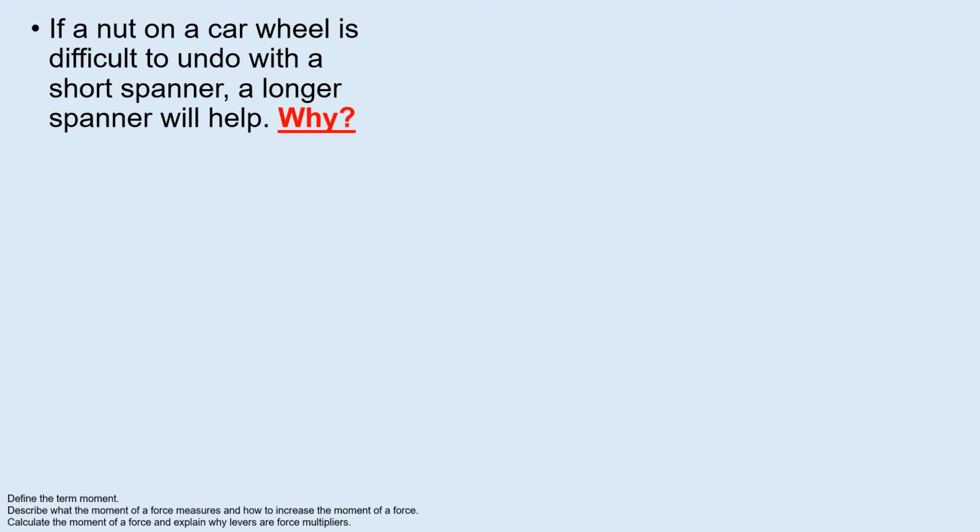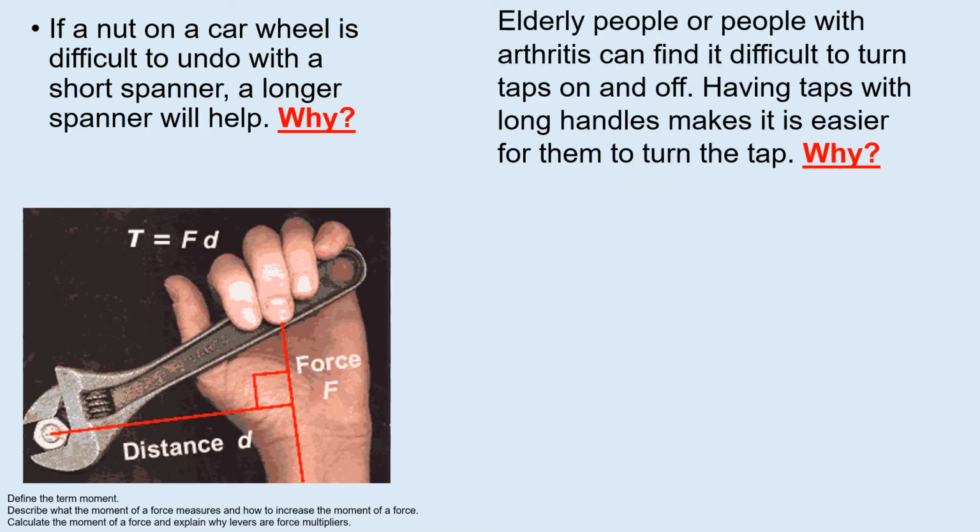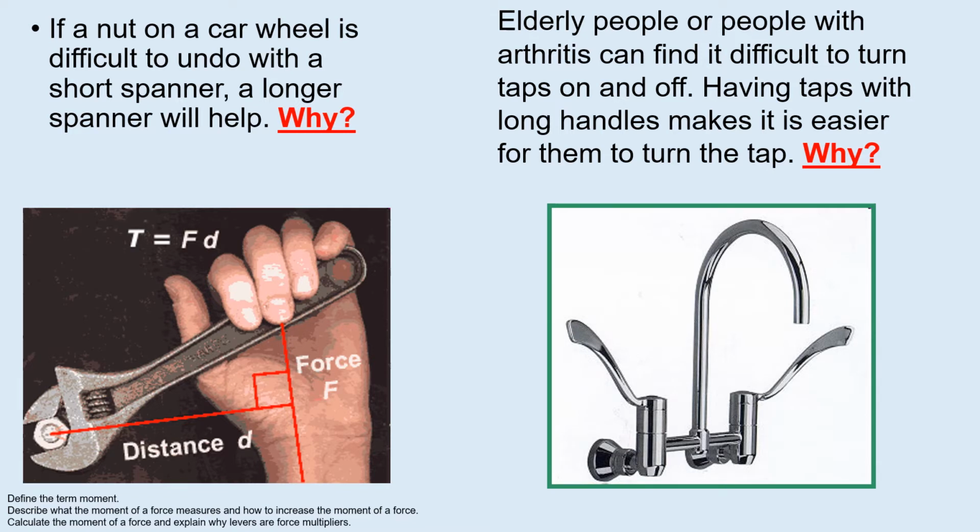If a nut on a car wheel is difficult to undo with a short spanner, a longer spanner will help. Why do you think this is? And elderly people or people with arthritis can find it difficult to turn taps on and off. Having taps with long handles makes it easier for them to turn the tap. Why do you think that is? So have a think about those two questions, jot down some ideas, and I will check your answers when you submit your work, but also we are going to hopefully rectify some common misconceptions about this as well. So pause the video here, jot some ideas down, and then come back.